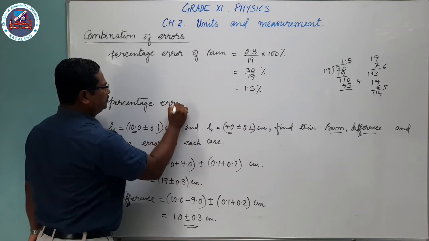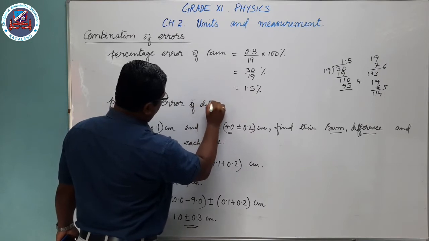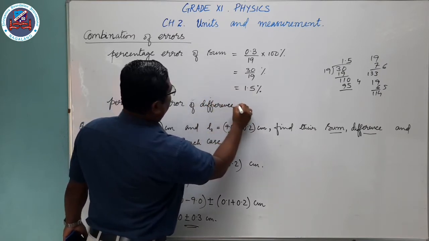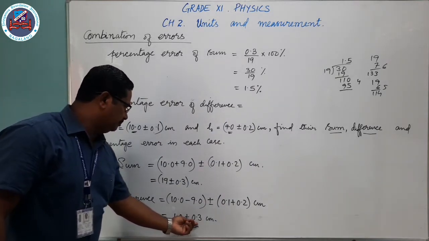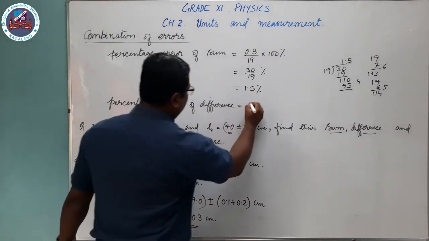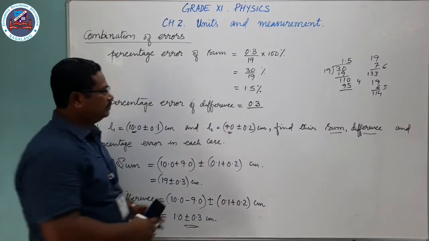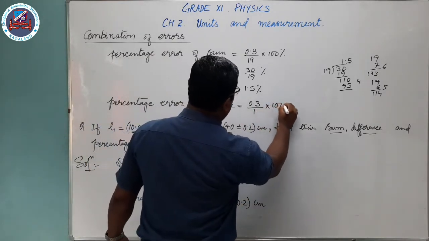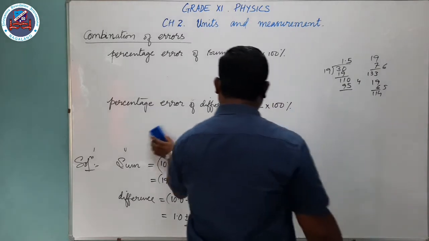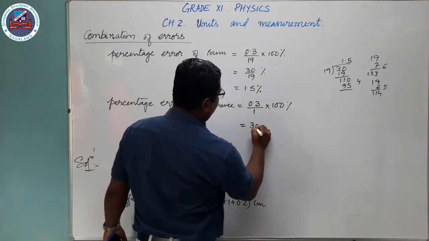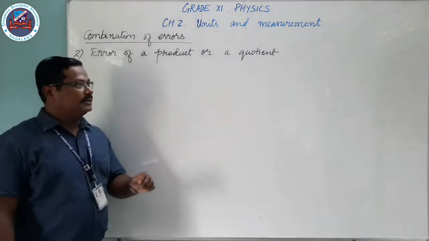Like that, percentage error in the difference. You write down the relative error, that is 0.3 divided by the true value, that is 1, multiplied by 100%. This will give you around 30% in the difference.